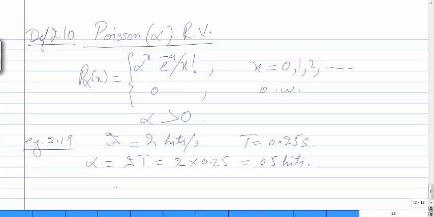After that we define the hit probability using Poisson, so it becomes 0.5 to the power h and exponential minus 0.5 divided by h factorial, where h is 0, 1, 2 and so on, and 0 otherwise. So this is the way you can calculate it.